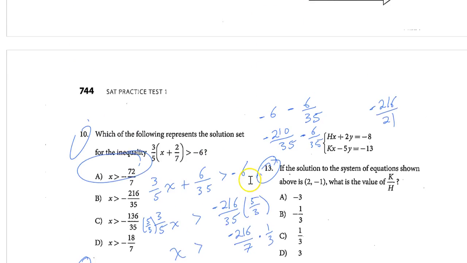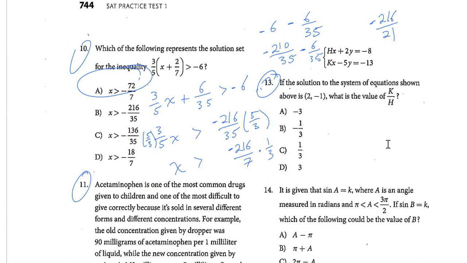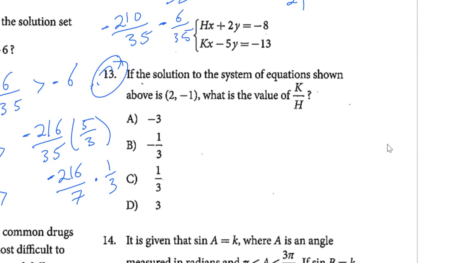Alright, so let's look at 13. Okay, so zoom in a bit here. If the solution to the system of equations shown above is 2, negative 1, what is the value of k over h? So we're given a lot of variables, but we're told what the solution is. So essentially that just means we're going to plug in here. For my x's, I'm going to plug in a 2, and for my y's, I'm going to plug in a negative 1. That's what a solution means. It means it makes this statement true.